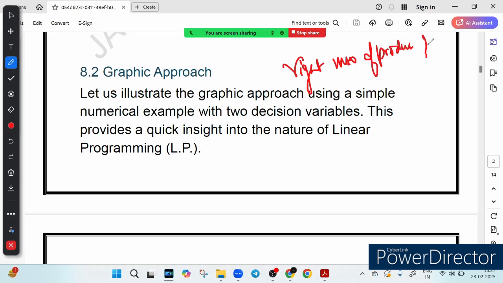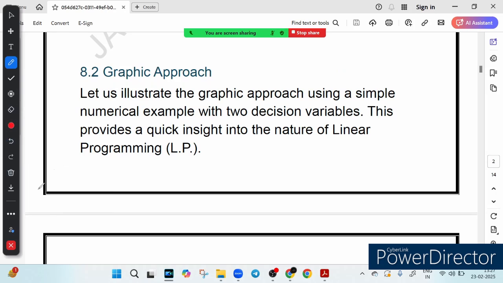Imagine you are running a factory where you can make either radios or TVs, but you have limited time, money and resources. How do you decide? That is where the graphic approach in linear programming comes into the picture. Let's break it down in the simplest way possible. So the question is, what is the graphic approach?